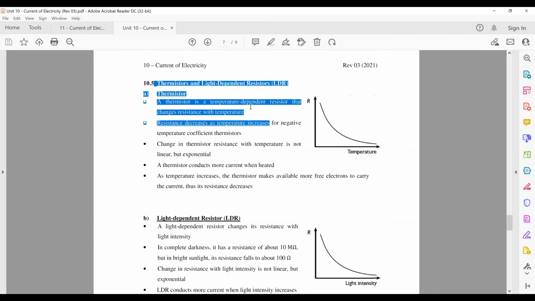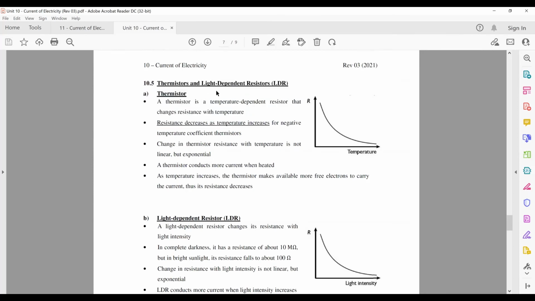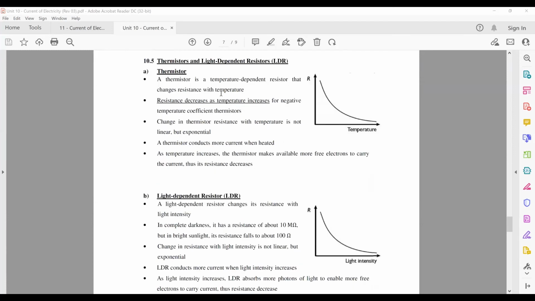So now, you have something called thermistors and light-dependent resistors. Both are resistors, but these resistors have resistance that changes with certain things. The first one is the thermistor. A thermistor is just a temperature-dependent resistor that changes resistance with temperature.